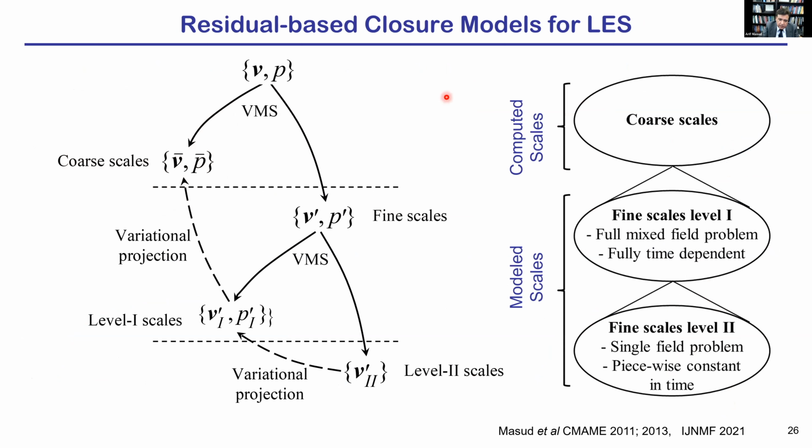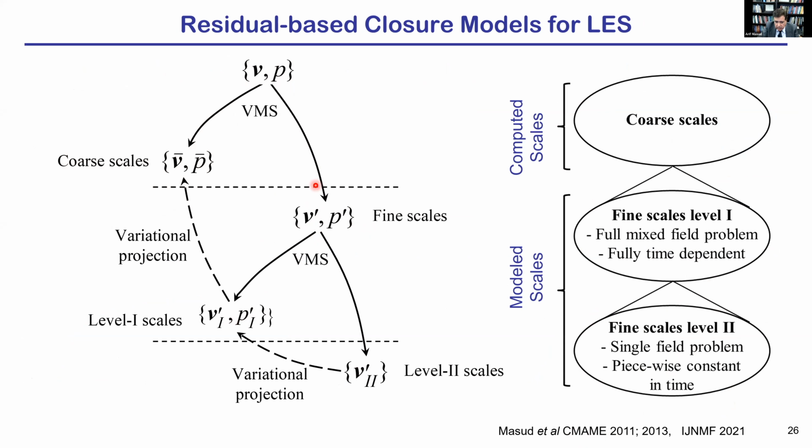As I mentioned, we can embed VMS-based closure models for turbulence, and we developed this method by doing a VMS split of the velocity and pressure fields into coarse and fine scales, and a further split. The fine scale problem becomes again a mixed field problem. It needs stabilization, so we do a second split of the velocity field into level 1 fine scale fields and level 2.